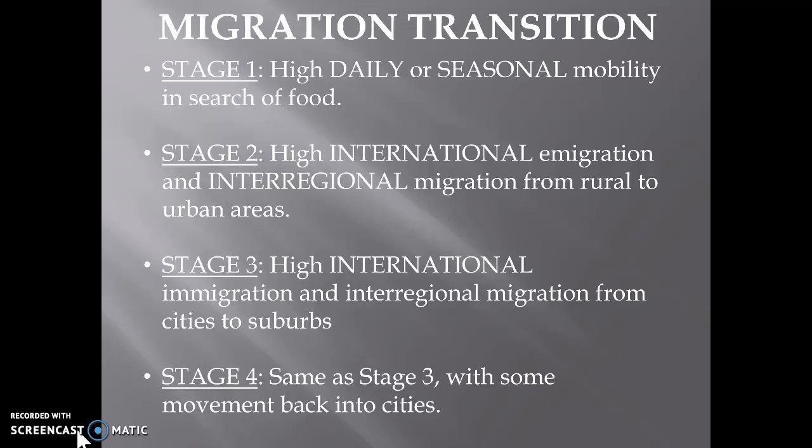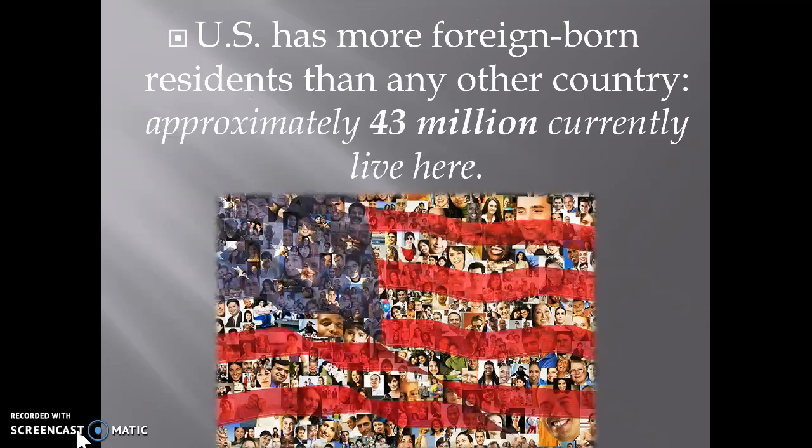Stage 3 is high international immigration and interregional migration from cities to suburbs. This is what we're seeing in a lot of developed countries like the United States and in Europe, where people are moving out from the city cores, out to the suburbs, and that's the lifestyle choices we're going to see in a couple of minutes. Then finally, stage 4, people are actually moving back into the cities, as we see in the urbanization of downtown areas like San Antonio and the Pearl District.